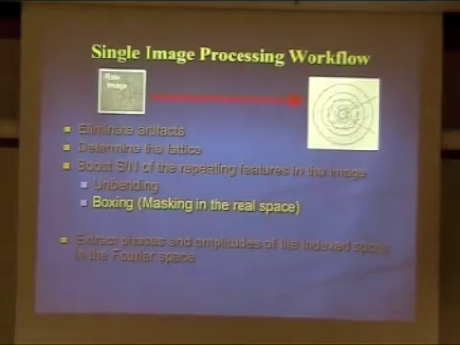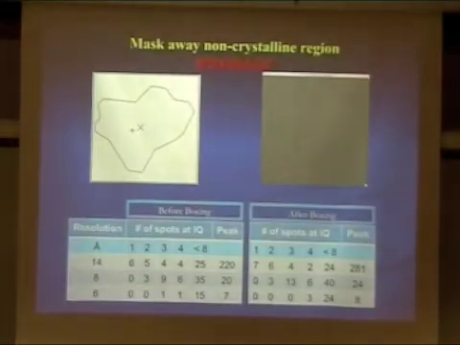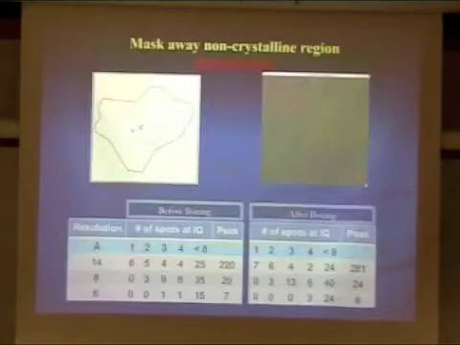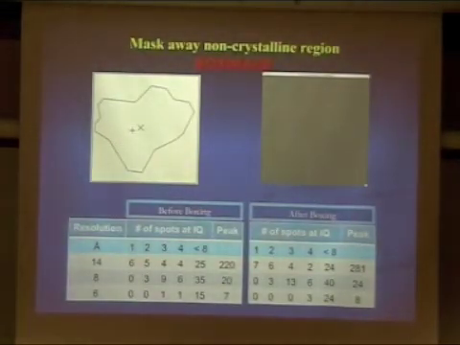So I'm going to just quickly touch on the boxing. Boxing is basically masking in real space. We talked about the masking in reciprocal space to boost the signal-to-noise ratio. There is another way to do that, which is to do it in real space. In other words, you only want to extract your amplitude and phase at the lattice points of the area where you are sure to be correct. Okay.